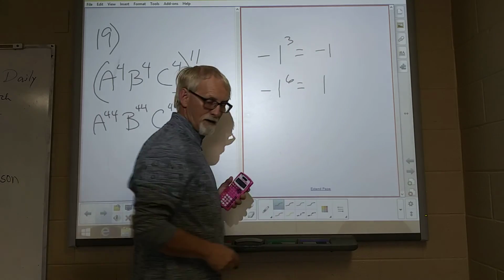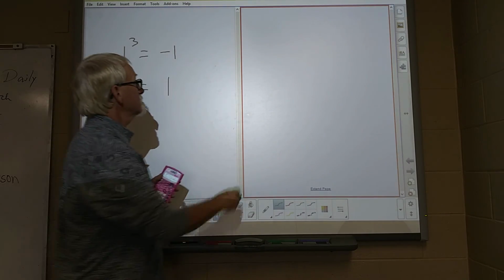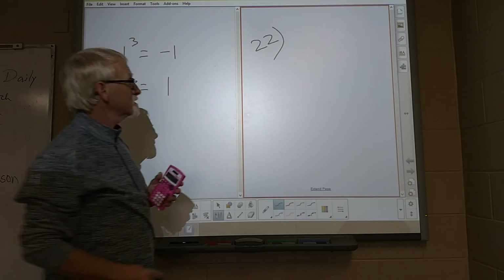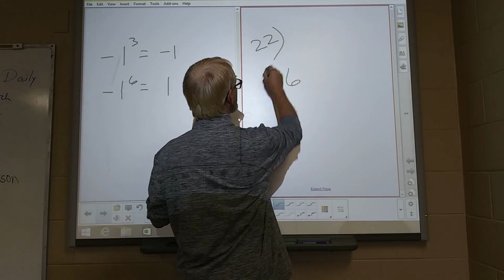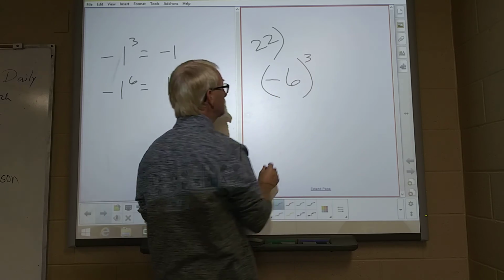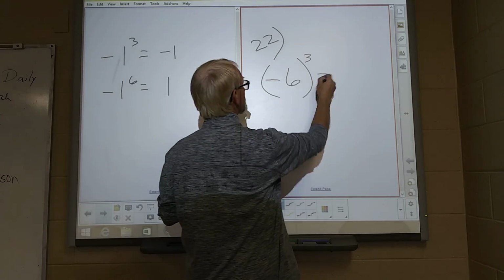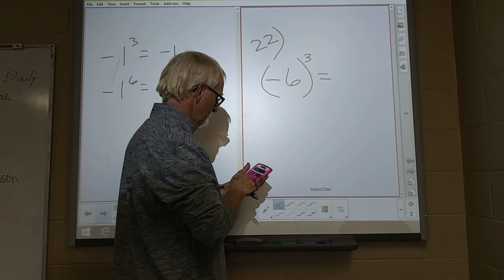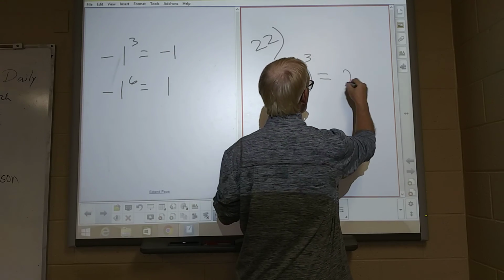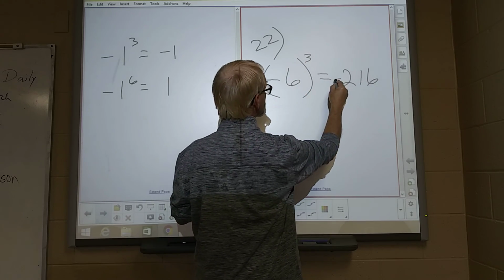All right, well, how does that apply? If you look at 22, 22 says (-6) raised to the 3rd power. And don't forget, there's a -1 in there. So you just go 6 raised to the 3rd power, which is equal to 216. And since the 3 is odd, it'll be negative.